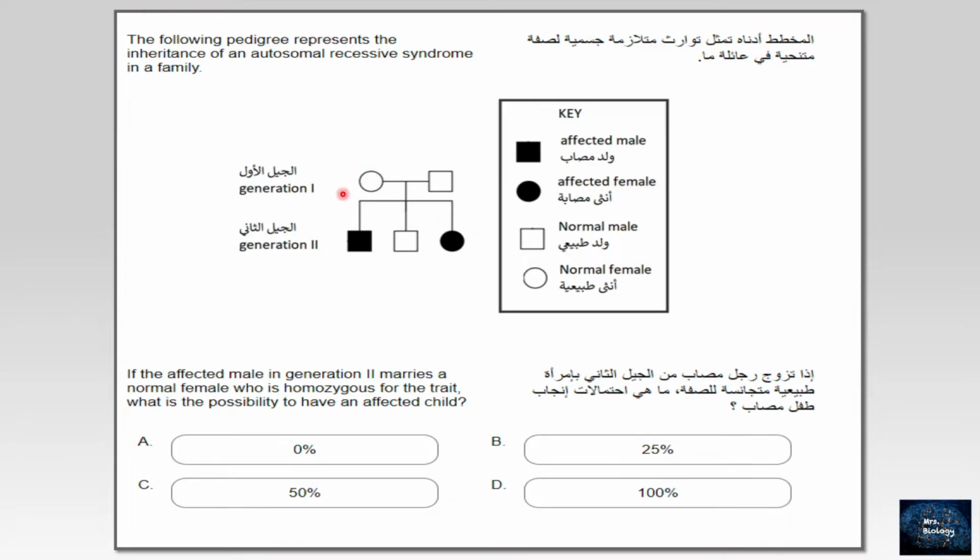Now, here in the pedigree, we have these two generations. The first one, mom and dad, all of them are normal. The second one, 2 kids out of 3 kids are affected.